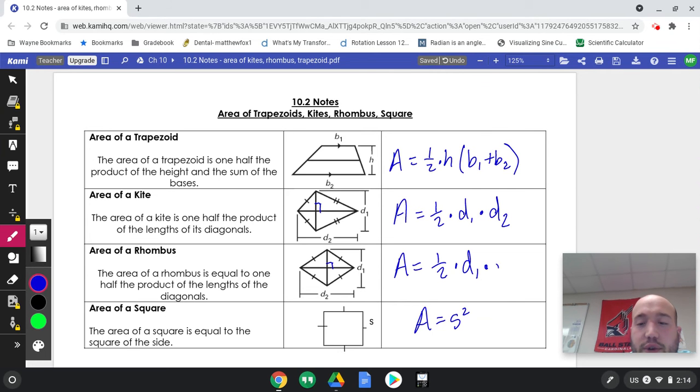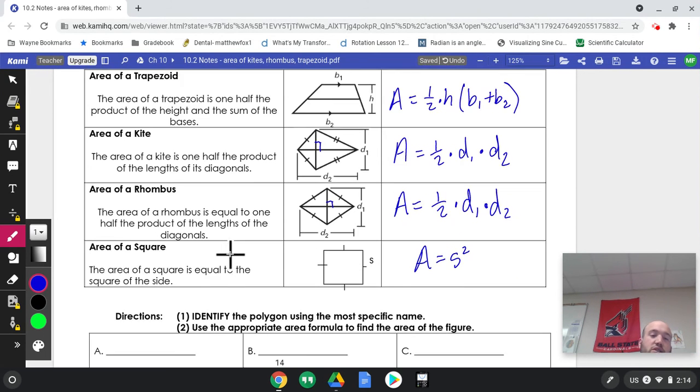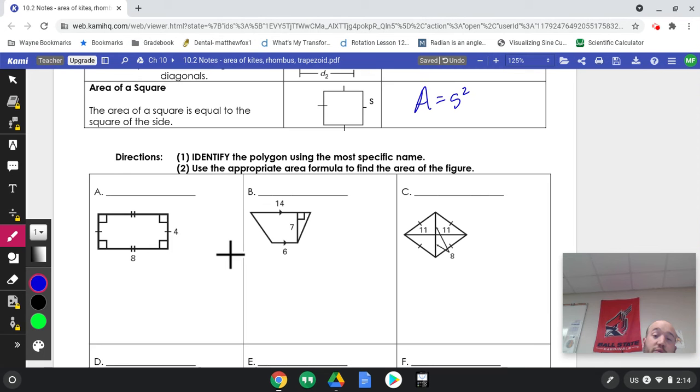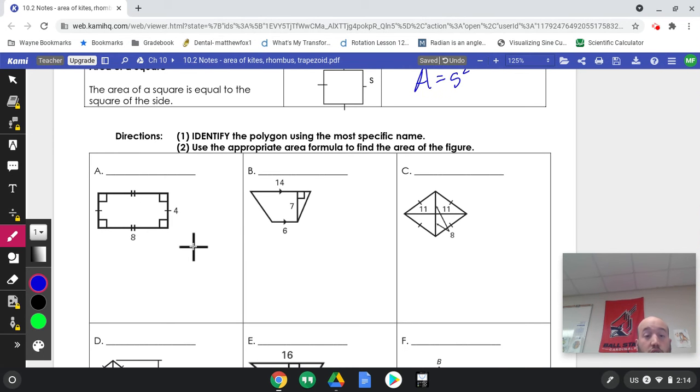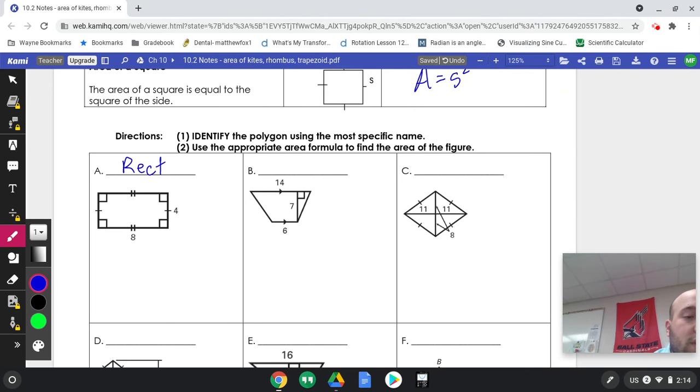So today we're just going to be practicing identifying shapes and then finding the area. And just so you know, we will have some shapes from yesterday, like this first one. Hopefully you can see we want to identify it using the most specific name. So yes, this is a parallelogram, but we know it's a rectangle. That's a more specific name. So rectangle. And yesterday we talked about this, base times height.